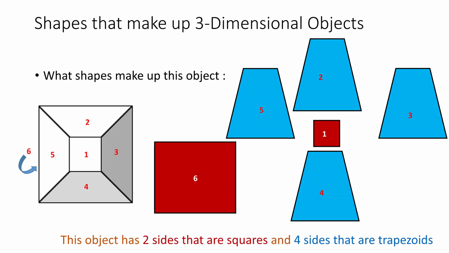Okay, and then over here we have a shape that's created with trapezoids. It has two square shapes, so one small one at the top and one big one at the bottom, the base, and then it has 4 trapezoid sides.